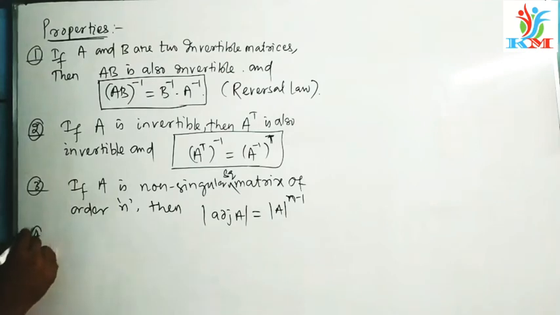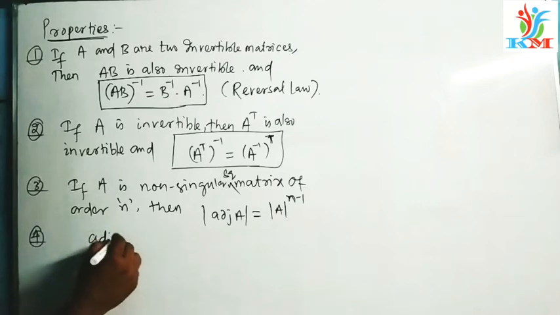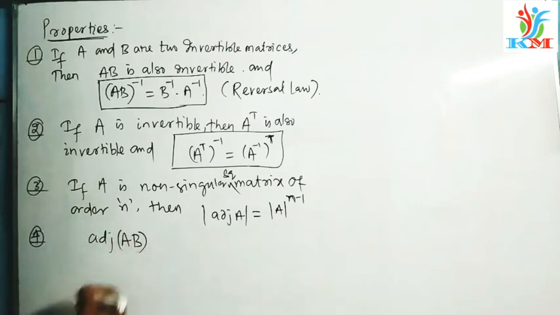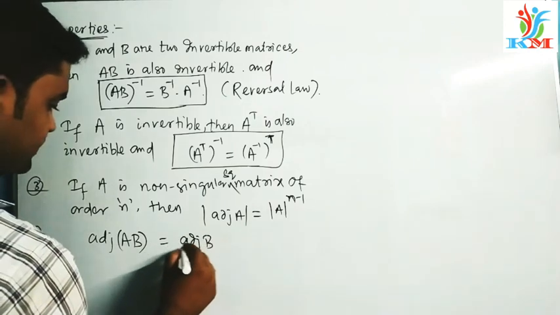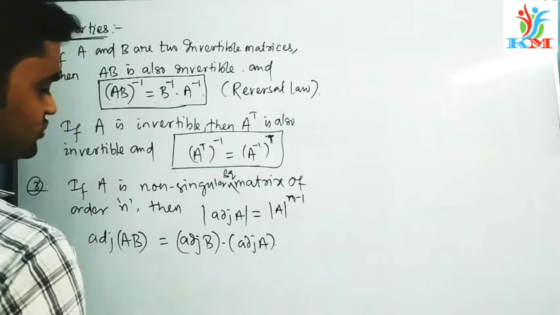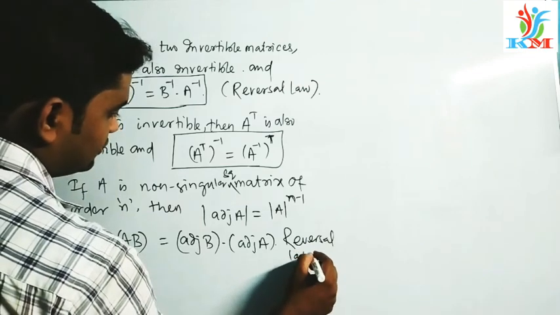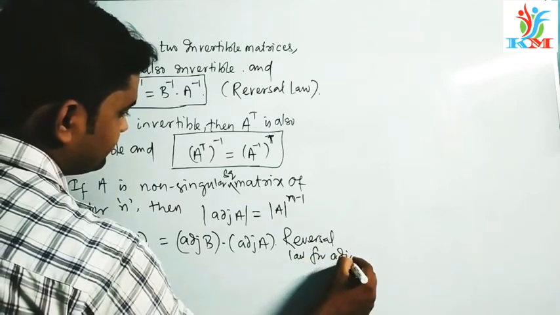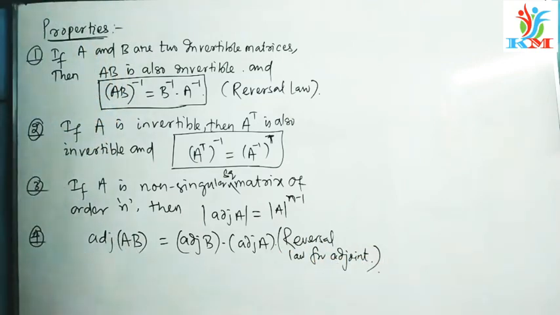Similarly, next one is adjoint of product AB is equal to adjoint of B into adjoint of A. This is also called reversal law for adjoint. That means adjoint of product AB is equal to adjoint of B into adjoint of A.